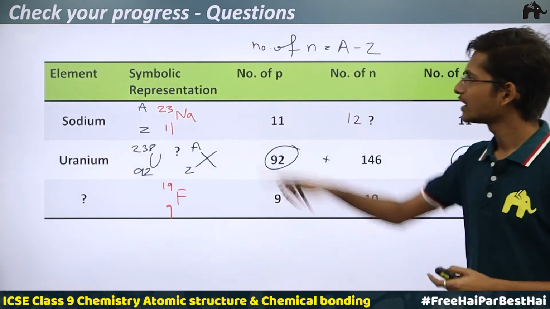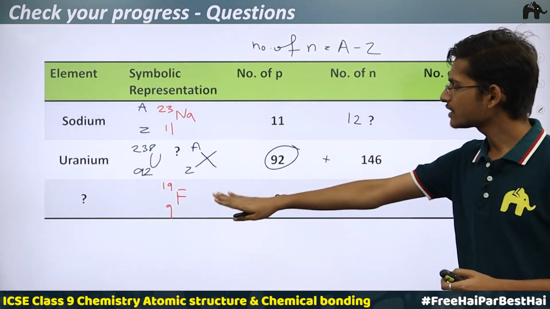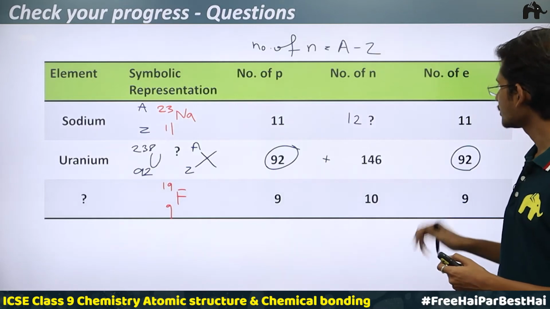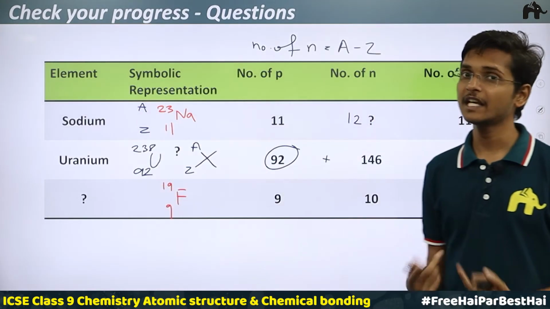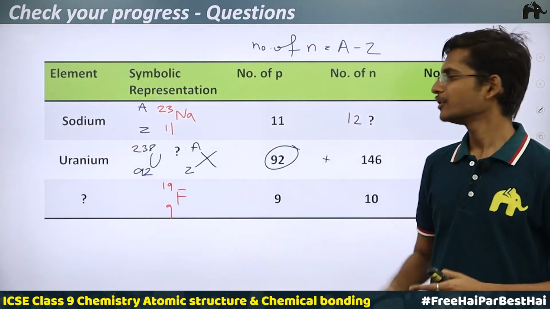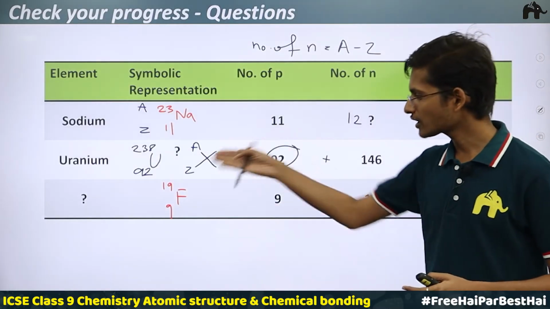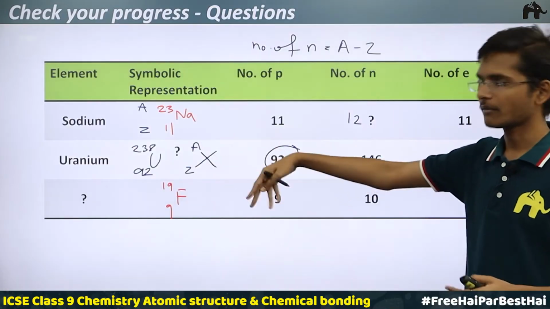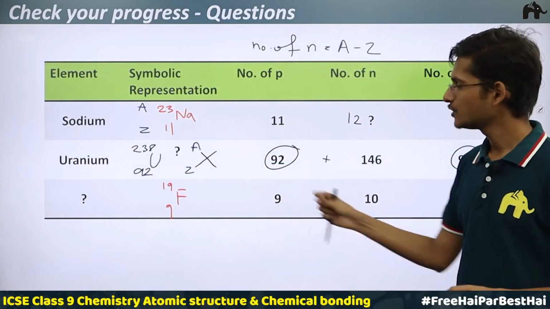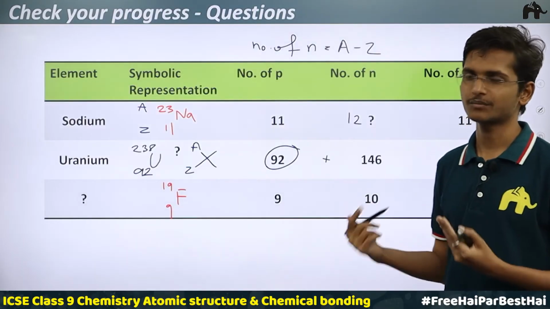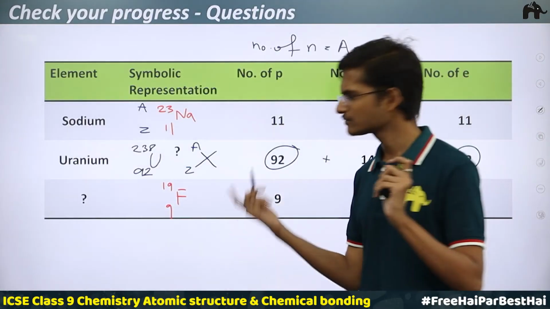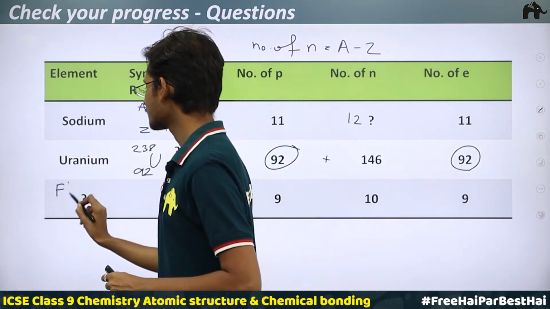Okay, fine. Now here, in the third row, they have given us the symbolic representation, number of protons, number of neutrons, and number of electrons. They are simply asking us for the element's name. For this, there is actually no need to see the atomic mass and atomic number and all those things. You can just see the symbol and guess the name of the element. That's pretty simple. F is the symbol for fluorine. So our answer would be fluorine, right?